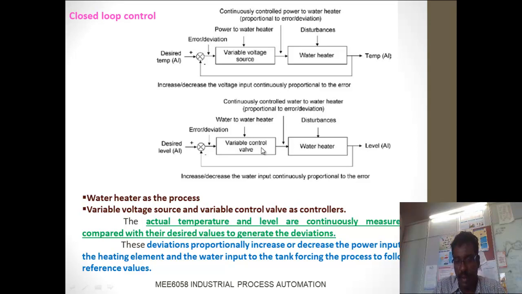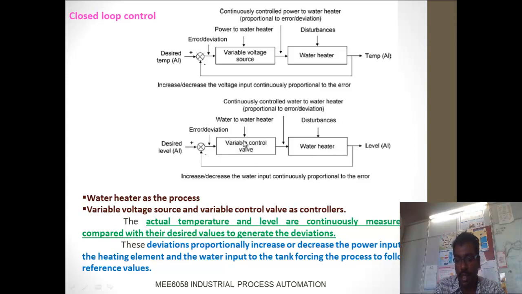If the valve is open, the water is flowing into the water heater. If the level of the water reaches a certain level, it gives a signal to the desired point and starts to compare the desired point and the output. If any deviation is there, the controller gives a signal to open the valve. Again, the water is filled in the water tank, until the level is reached.